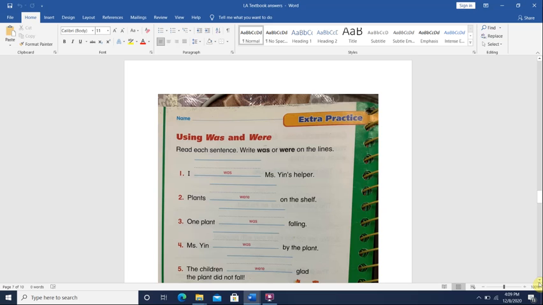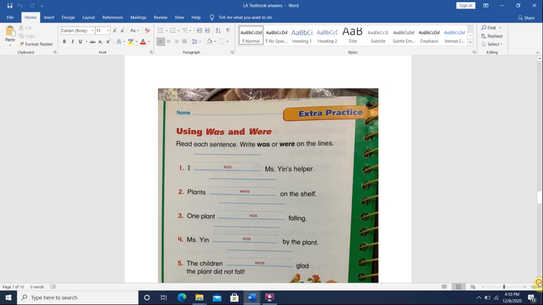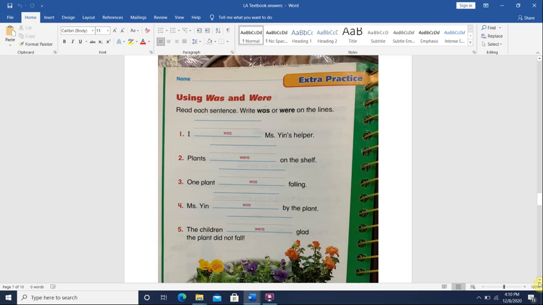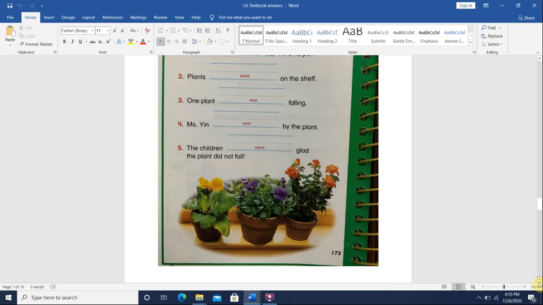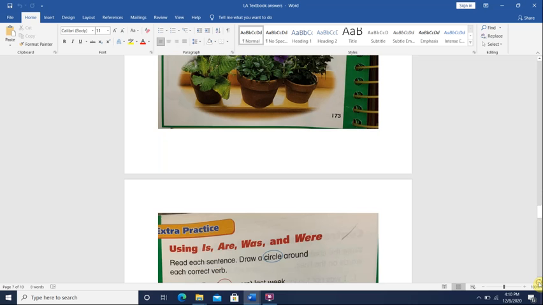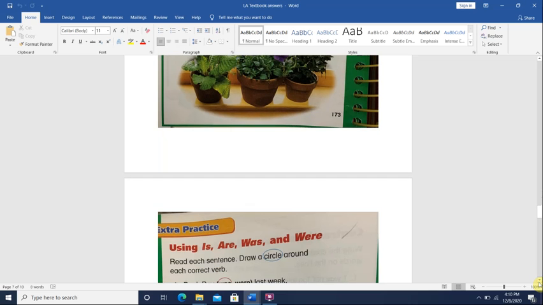Okay, what if we have the word not? What if we want to make the sentence into a negative and add the word not? We would also make it into a contraction. Okay, let's see how we make it. Okay, not this one. The next page.